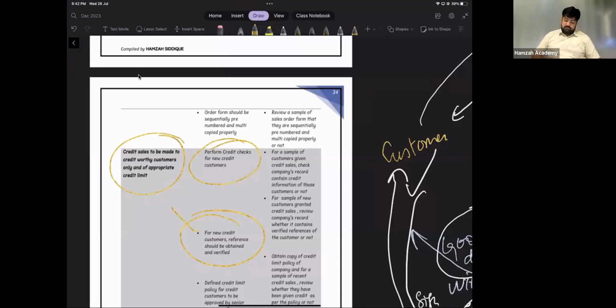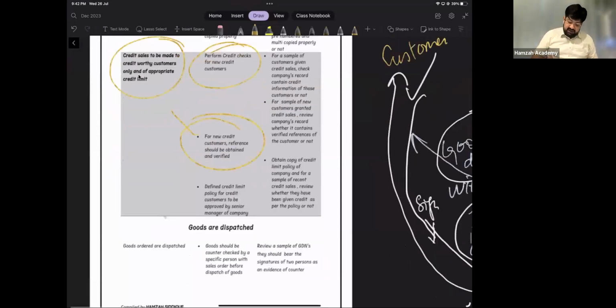So the next is to define the credit limit policy, so that an appropriate credit limit is set for a new customer. The credit limit will be approved by the senior management.